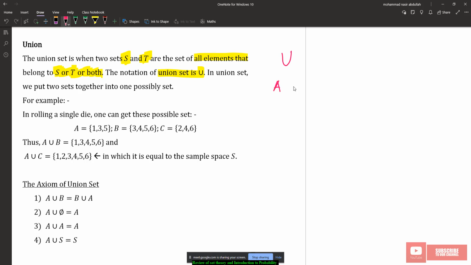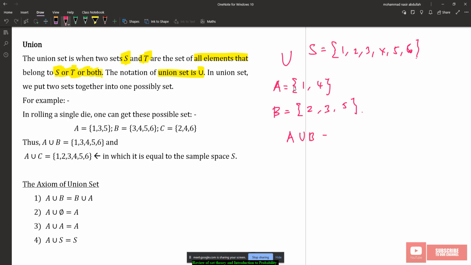So let's say I have set S, rolling a die: 1, 2, 3, 4, 5, 6. So these are all possible outcomes in rolling one die. So let's say A, Abu, rolled a die twice. So dia dapat 1 and 4. And then let's say B, rolling a die 3 times. So dia dapat 2, 3 and 5. So if you want to find A union B, it means that we will add elements in A and elements in B to become A union B. So 1, 2, 3, 4 and 5. So kita tambah saja. Right?